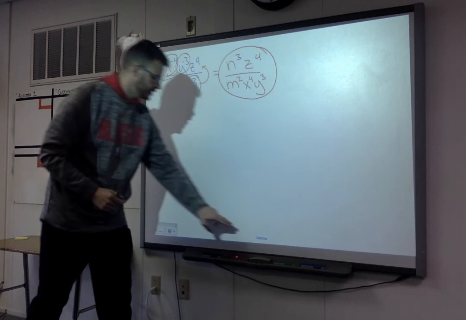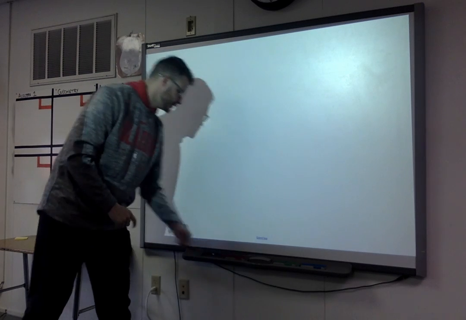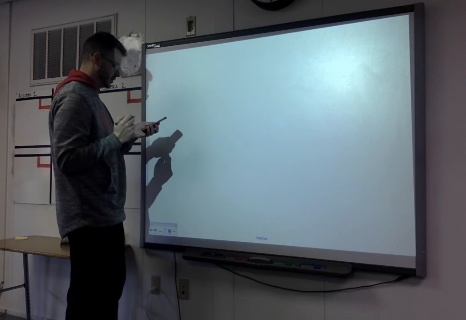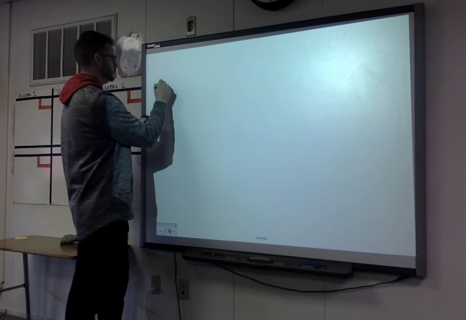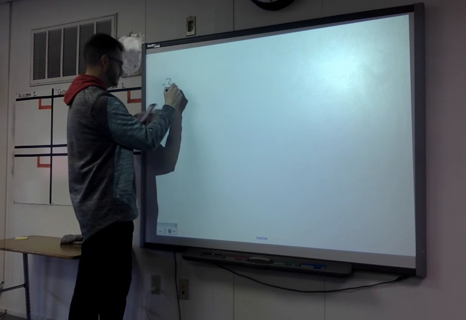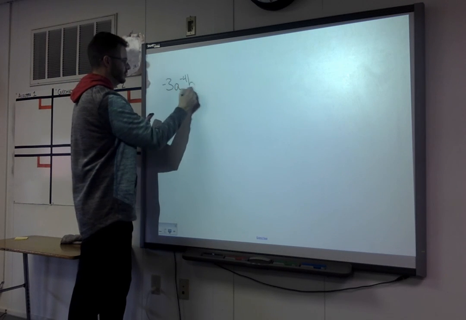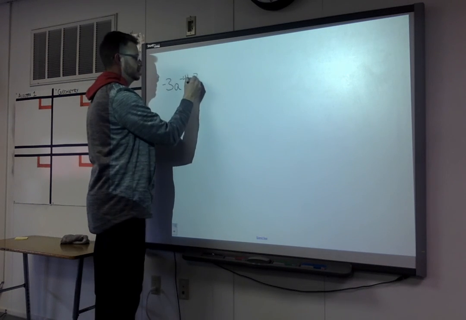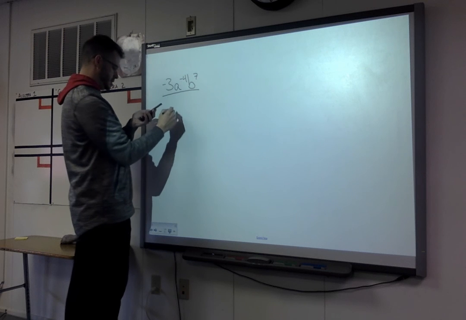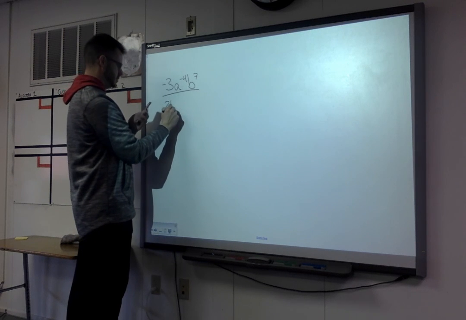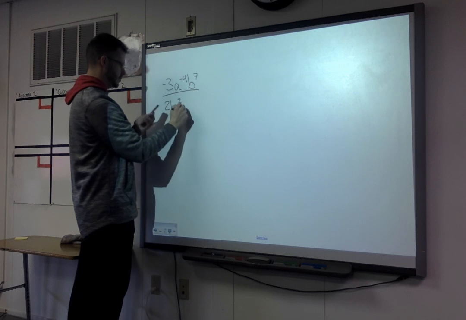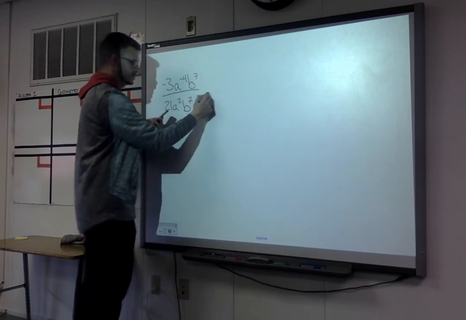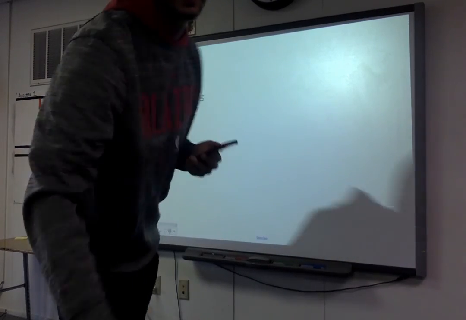So let's do one more example here of this. This one's going to include a couple of extra steps as well. So here we have negative 3 times a to the negative 4th times b to the 7th over 21 times a squared times b to the 7th times c to the negative 5th.